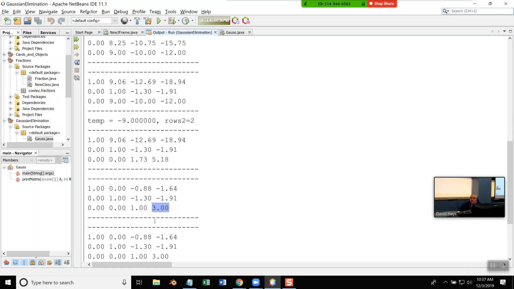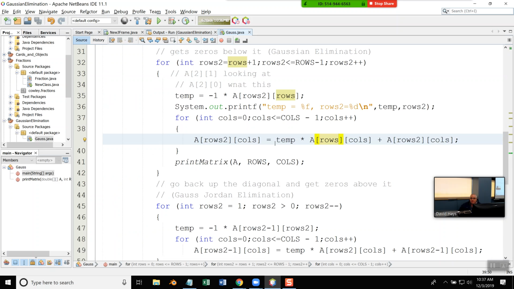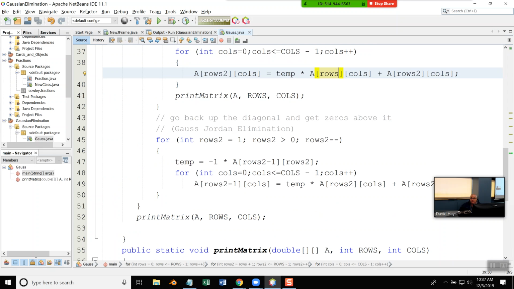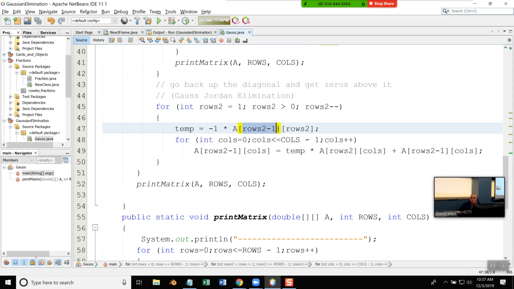But going back up, it's not working now. It should be getting zeros above this, so getting zeros above the 1 here. Okay, so going back up the diagonal, and I expect it's the same thing. One of these should probably be rows.